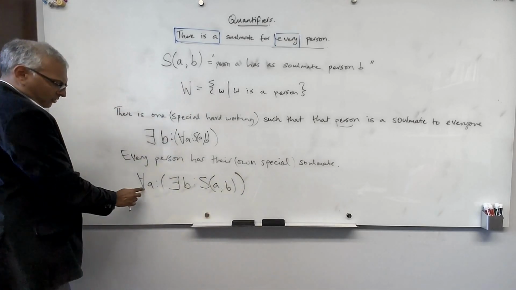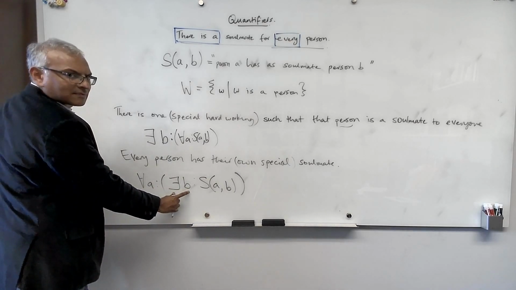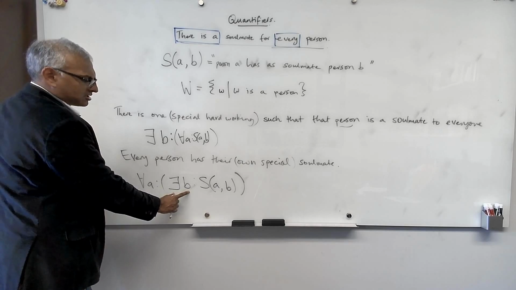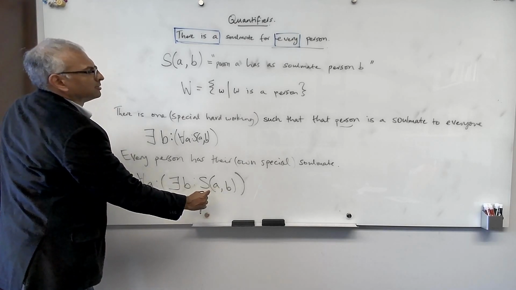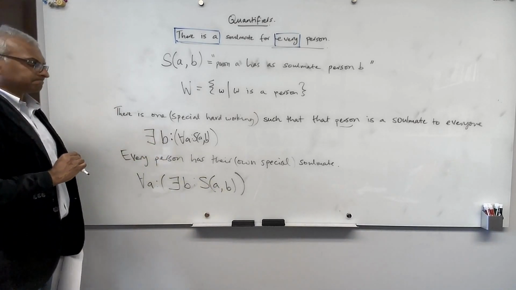Okay, so let me read it. For all people A, so each person A, there exists a B such that B is a soulmate. Person A has as soulmate person B. B is a soulmate of A.